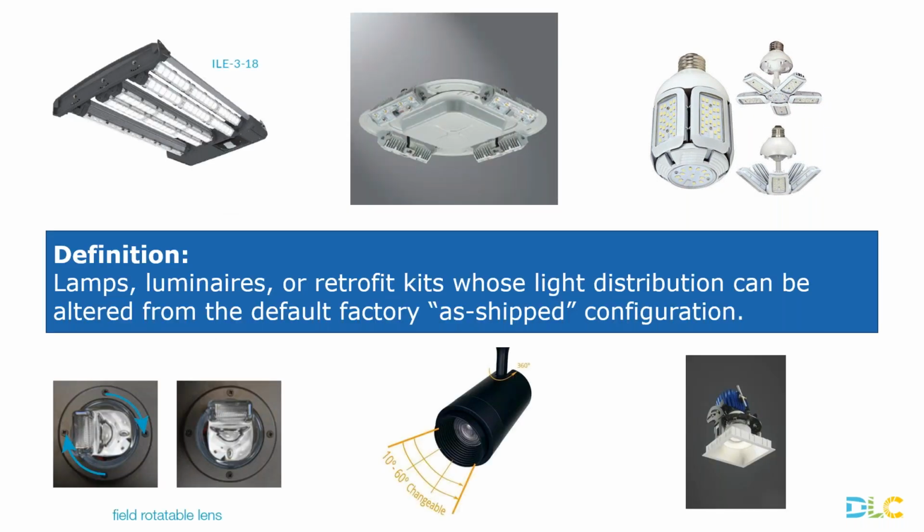seeing. The formal definition, at least the top level that's written into the policy itself, is these are lamps, luminaires, or retrofit kits whose light distribution can be altered from the default factory as-shipped configuration. And you can see some examples of those products on the slide. I'll talk through these briefly. So the one on the upper left, this is a product that's got these light bars, and they are rotatable.